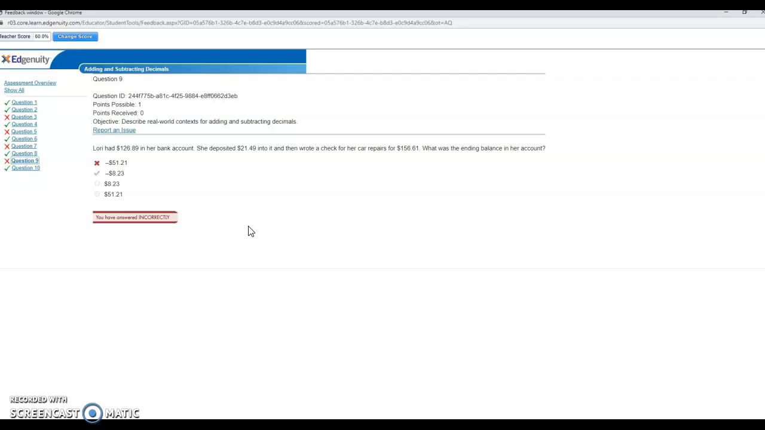Lori had $126.89 in her bank account. She deposited $21.49, so that means she got more money, and then wrote a check for $156.61. So what was the end amount?